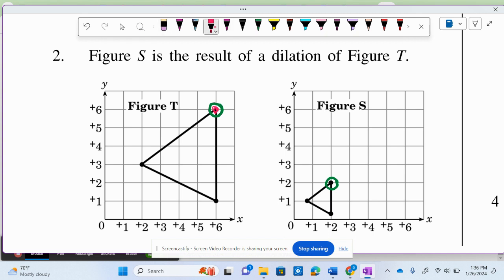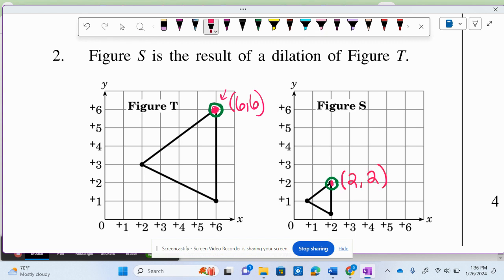What is this ordered pair in figure T? This ordered pair right here. What's the name of it? Yeah, this is the ordered pair 6, 6. Now I'm going to go to figure S. This is the dilation, and I'm going to look at this ordered pair. What is this ordered pair?